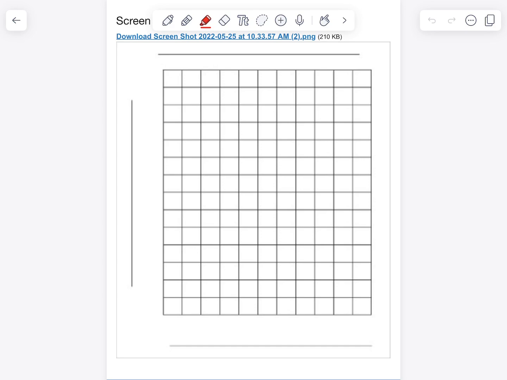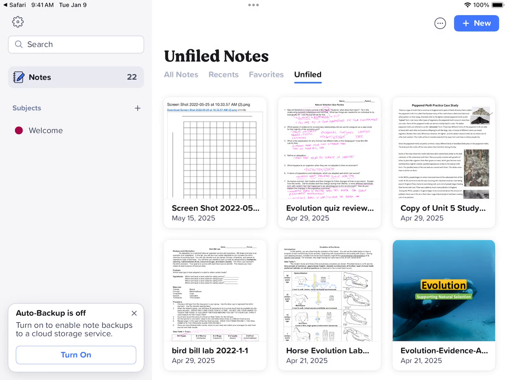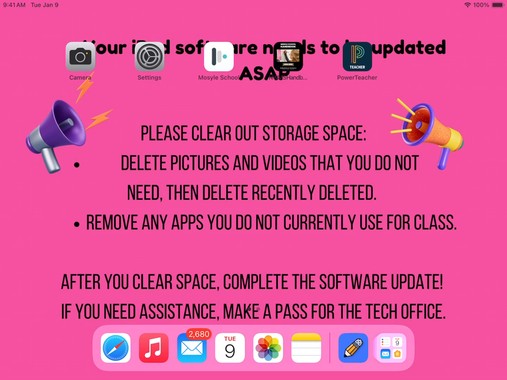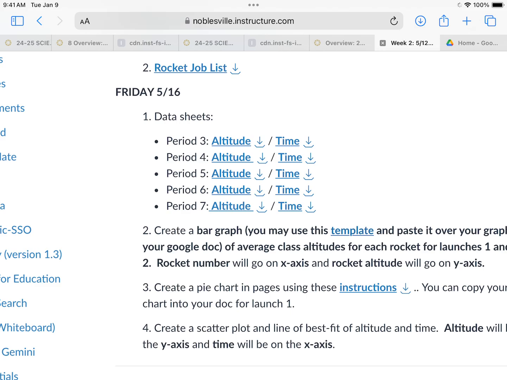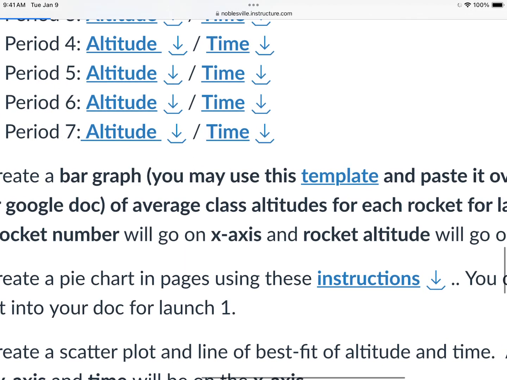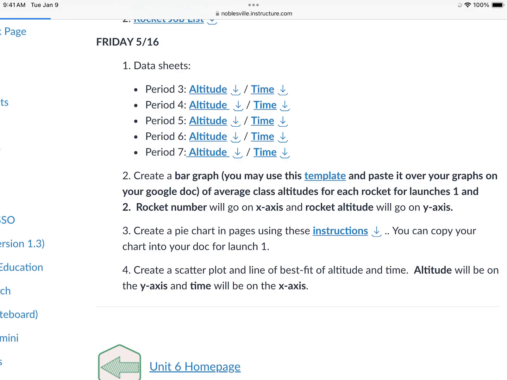So you'll see that there's instructions on the Canvas page in terms of how you want to label this stuff. If we go back to Canvas, back to the home page, you'll see where I got the template here, right? For the bar graph, we're doing this on class average altitudes for each rocket for launches 1 and 2. We're just doing 1 today because that's the only data that we have.